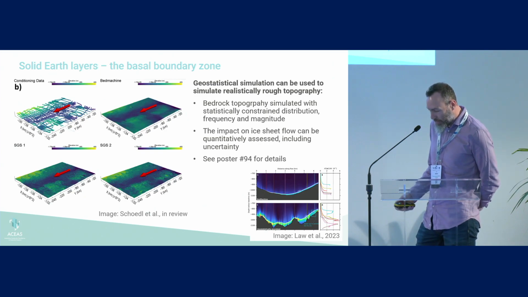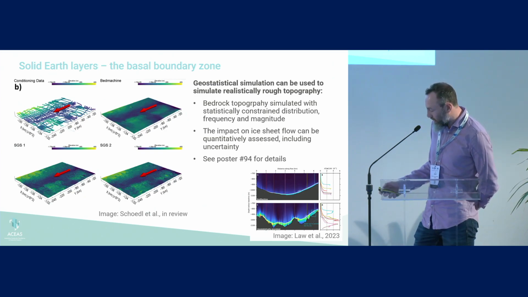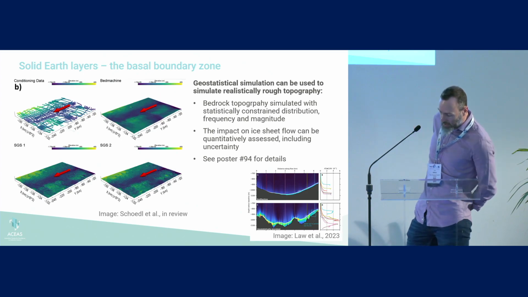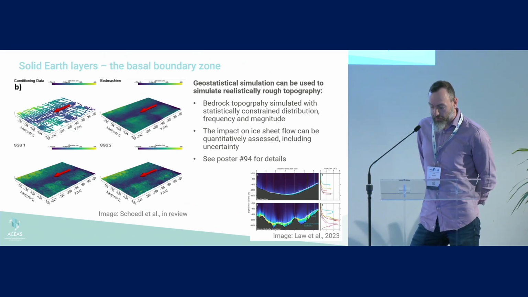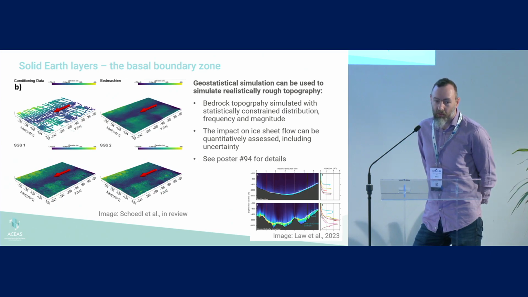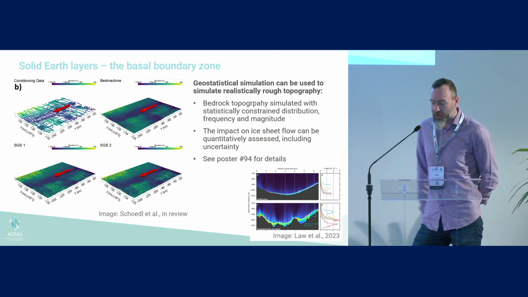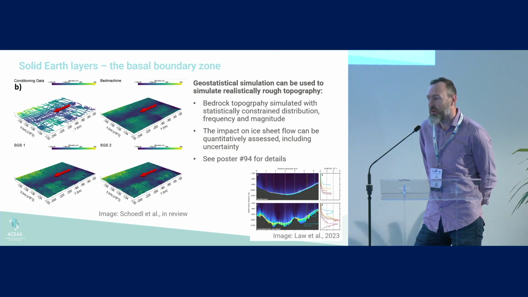And this impact on ice sheet flow is not small. Here's an example of one of Richard Law's papers showing the heating of the ice at the base, and the difference between a smooth interpolation and a rough conditional simulation approach. And it's a marked difference in how the ice sheet can be expected to behave. So it really is important that we look at that fine-scale roughness.